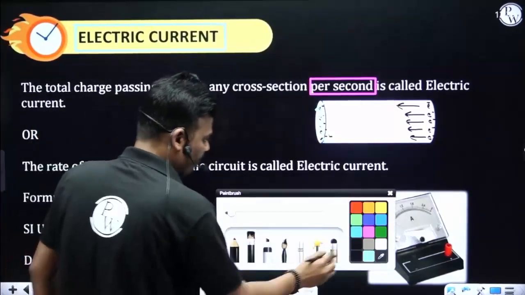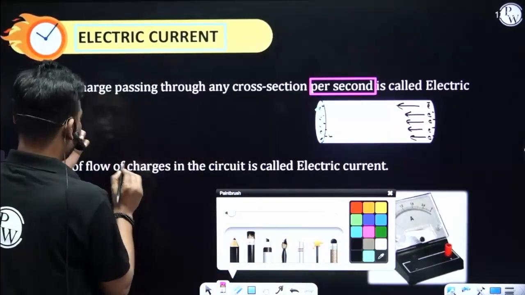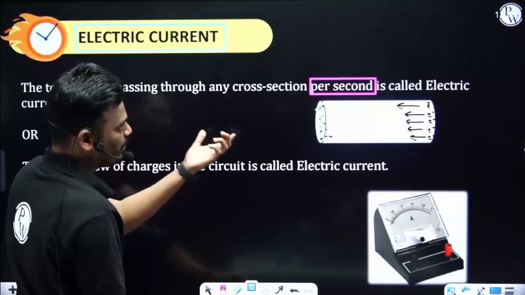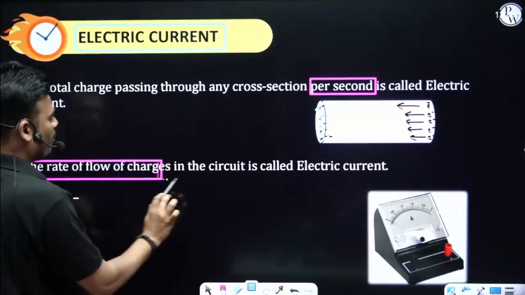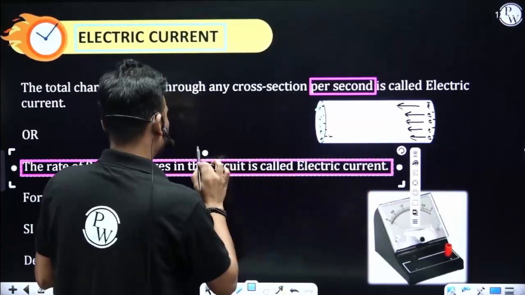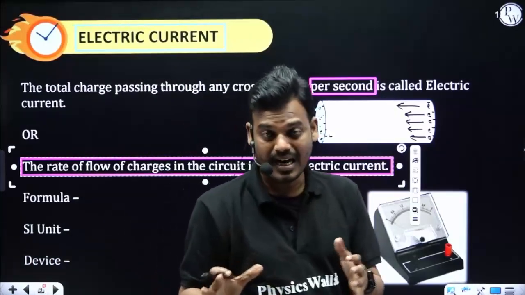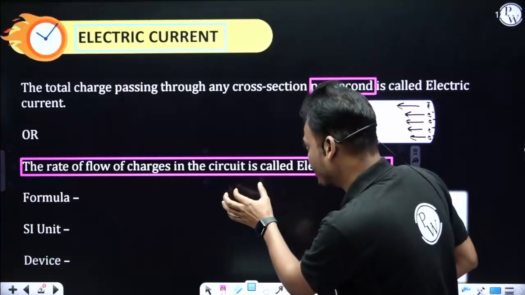Okay. Now, by the definition, this is how you need to define it. And even more simpler definition, that is the rate of flow of a charge in a circuit. This is the simplest definition you can consider.